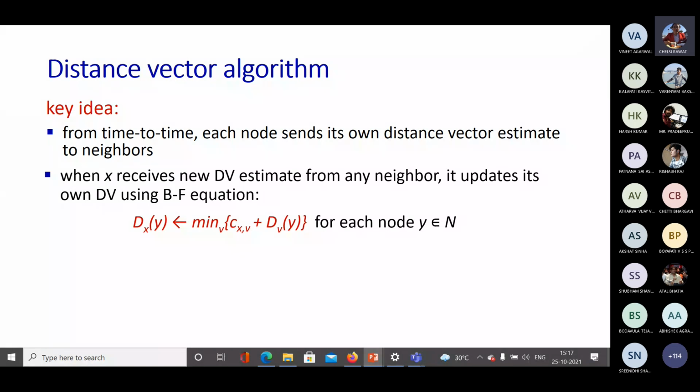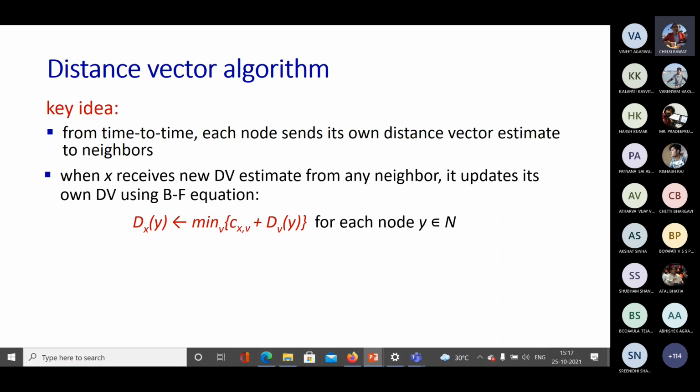So when a node X receives a new distance vector estimate from any neighbor, it updates its own distance vector. And this update is done using the Bellman-Ford equation. Please understand the scenario here: you have a graph with a set of nodes and edges. Edges represent the weights between two nodes.